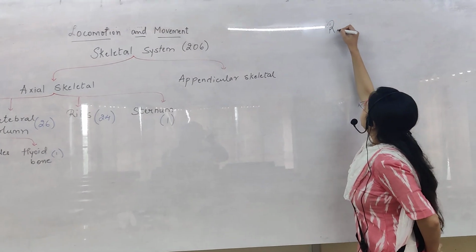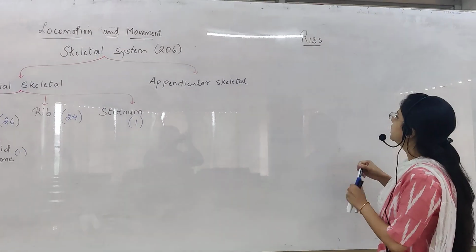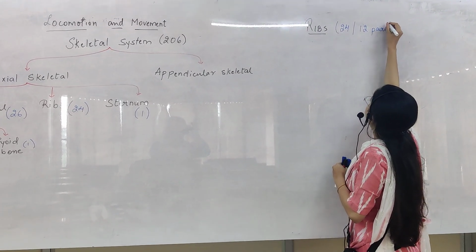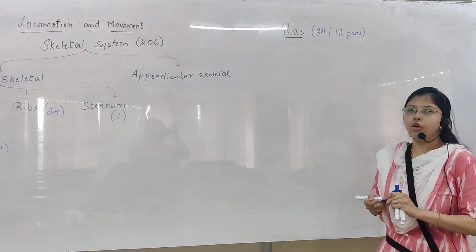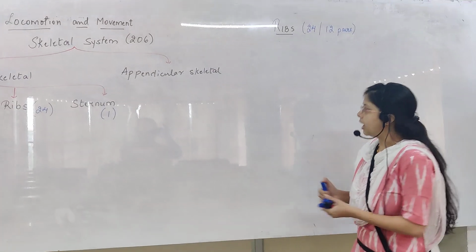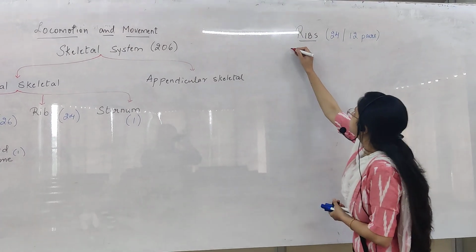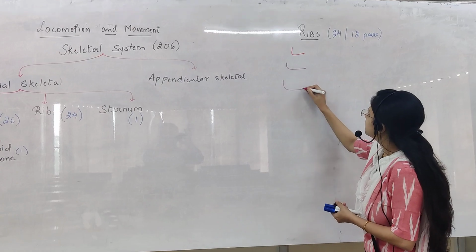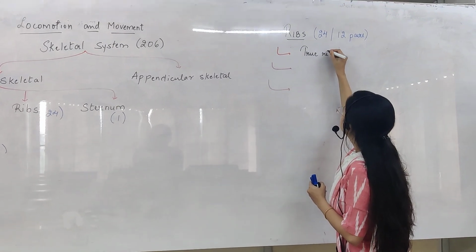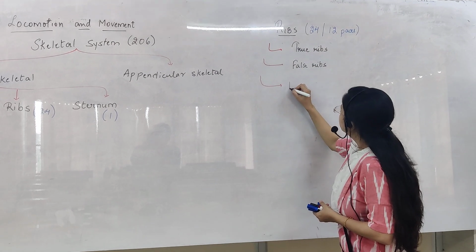The next part of the skeleton that we will see are the ribs. Now, the ribs are basically a total of 24 in number, or you can say there are 12 pairs of ribs. The bones of the ribs basically form part of the chest bones. Now, the ribs are again of 3 types based on their arrangements. They are called true ribs, false ribs and floating ribs.